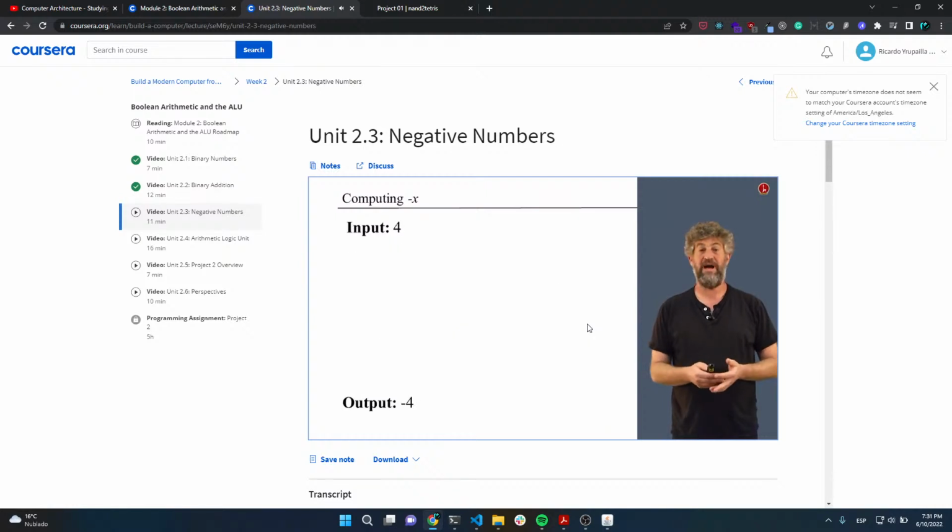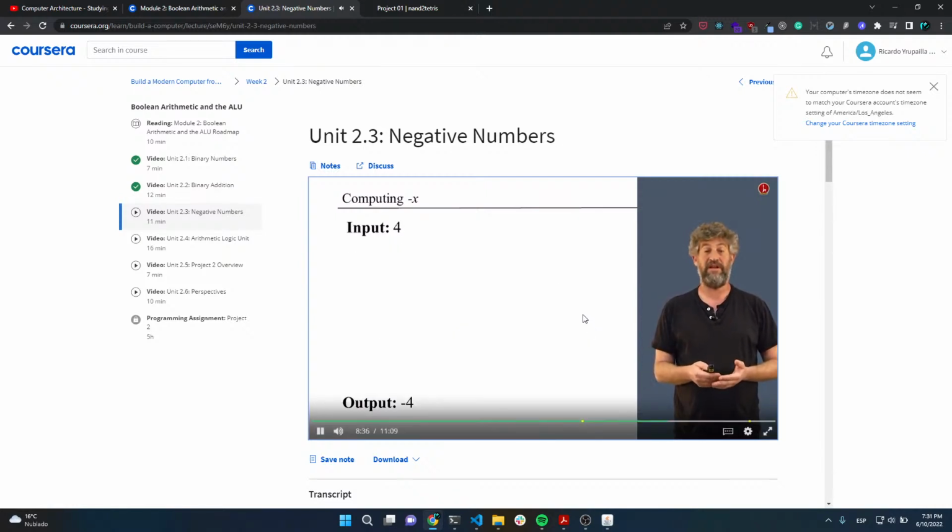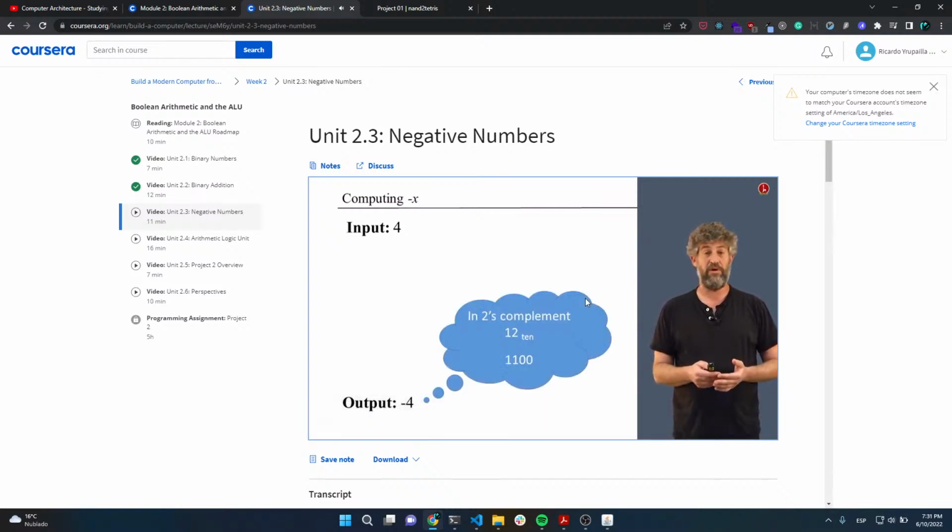So let's see an example. Let's see how we can design a Boolean circuitry that takes as input x and produces as output negative x in 2's complement. For example, takes 4 as input and produces negative 4. So again, what would negative 4 be in 2's complement? It would be the bits 1, 1, 0, 0, which represent 12, which is 16 minus 4, is the way we're going to represent negative 4 in 2's complement.